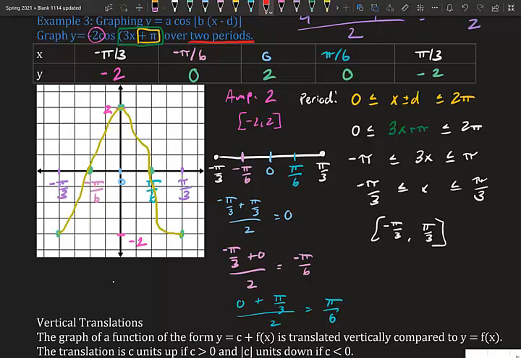So to keep graphing over the other period, all we're going to do is just keep going. And we know it goes back up, right? Yep, that's literally all we do. Just keep going in the same direction and put your arrows.